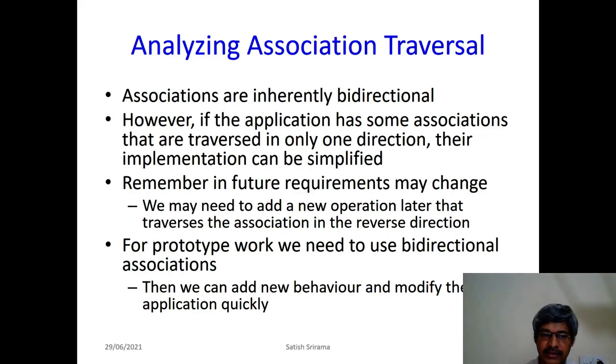So most often, whenever we are developing prototypes, we need to use bidirectional associations. Then if we add any new behavior or modify anything in the application model, it would be very easy. Changing the application is relatively easy, and it can be done quickly.